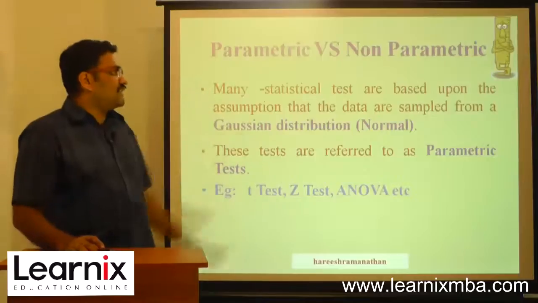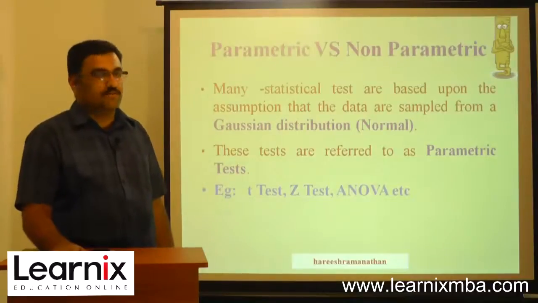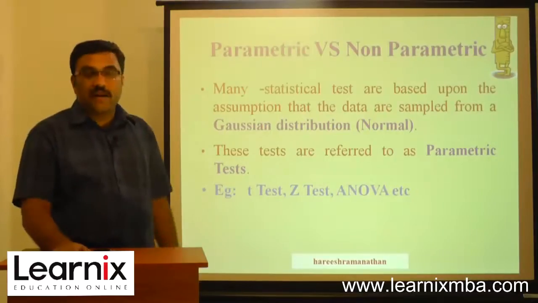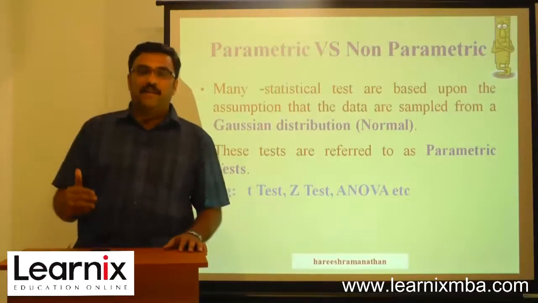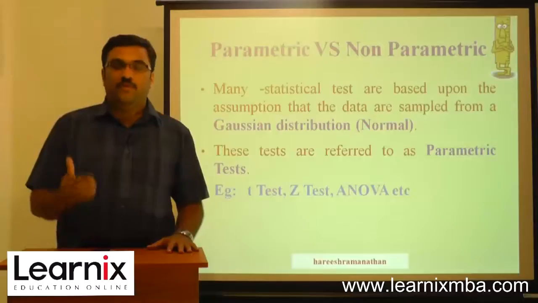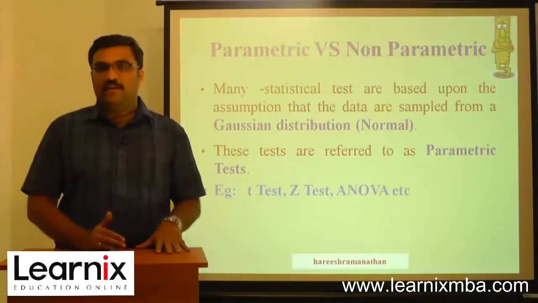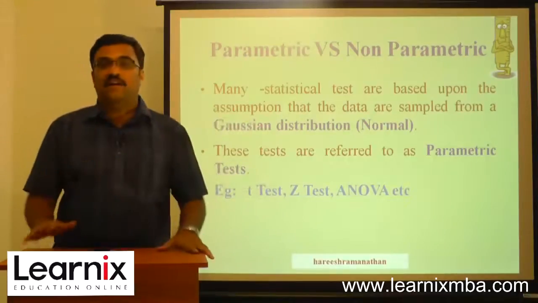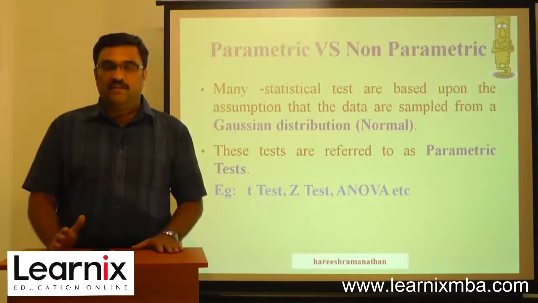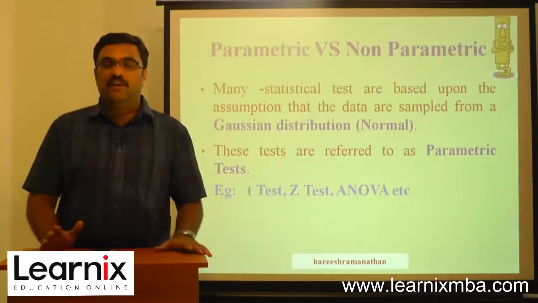Many statistical tests are based upon the assumption that the data are sampled from a Gaussian distribution, that means a normal distribution. These tests are referred to as parametric tests. If you want to apply certain parametric tests like t-test, z-test, ANOVA, etc., the data set has to follow certain criteria or satisfy certain parameters. The first parameter is that it has to be assumed to be normally distributed. If the data is normally distributed, the first hurdle is over, so you can use any of the parametric tools.